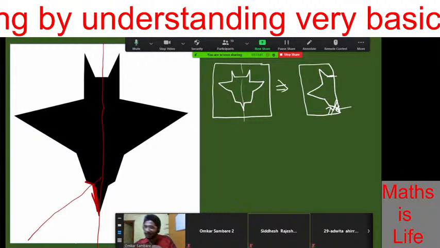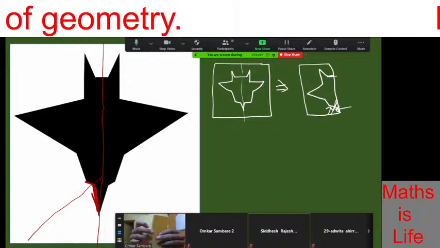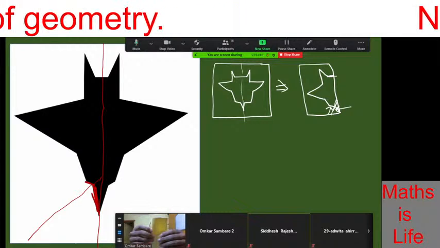Now we will fold this along the line of symmetry, just like we said right now. We will fold it along the line of symmetry, not side. Okay, so the half shape will look like this. I can show on this side, so you can compare on the screen also.